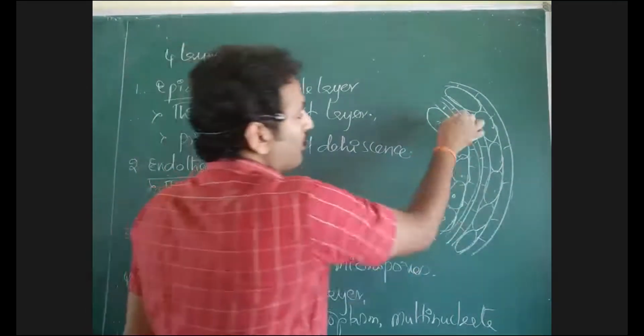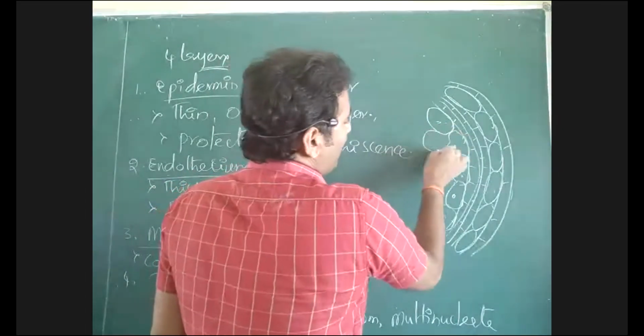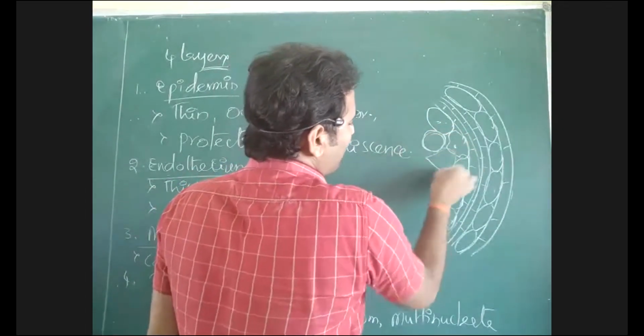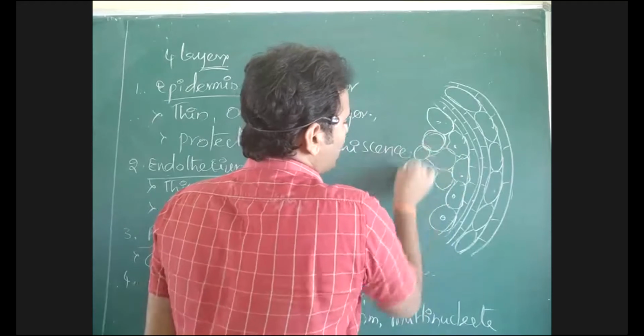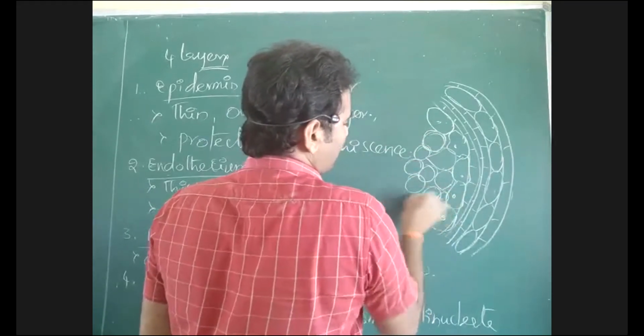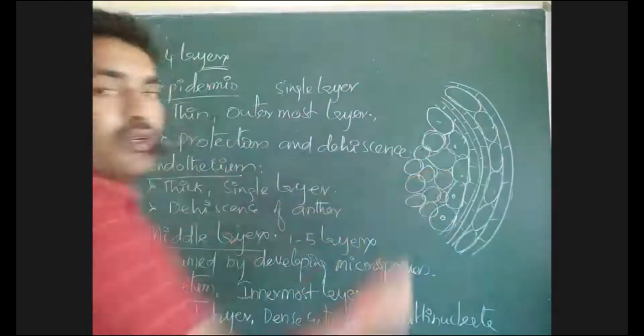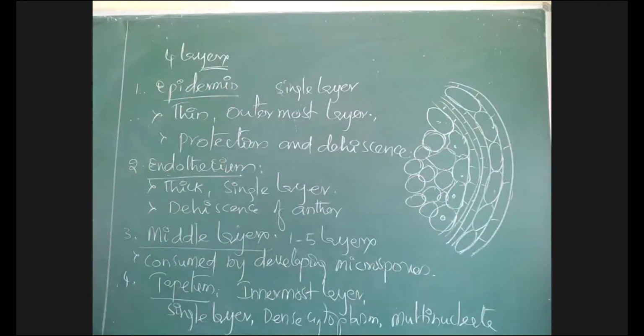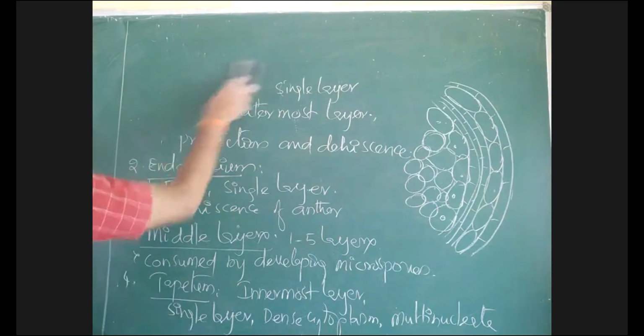Okay, this is tapetum. Inside that tapetum, there is the presence of a tissue called sporogenous tissue. This sporogenous tissue is responsible for sporogenesis or formation of spores. I will erase this and start with this.